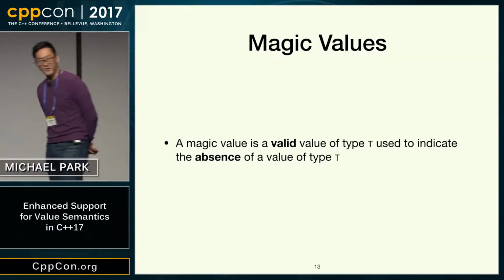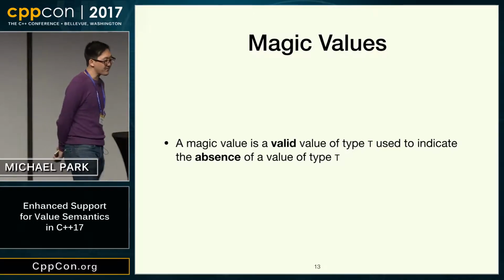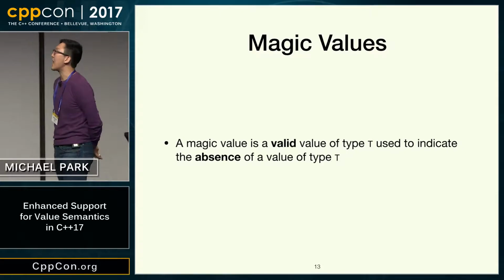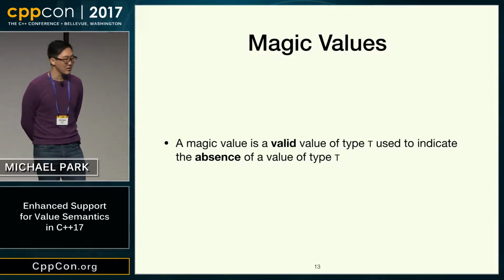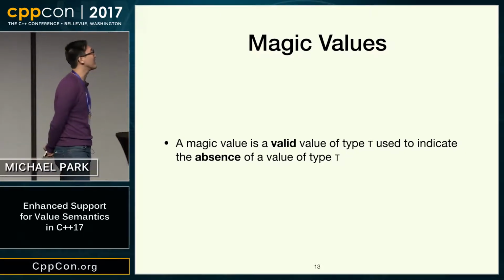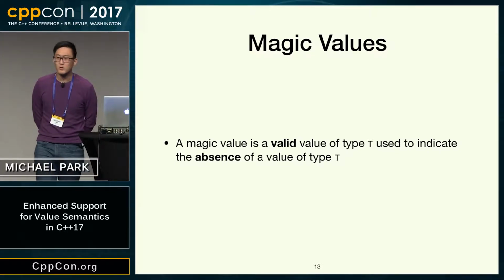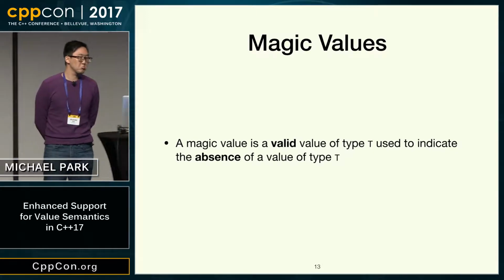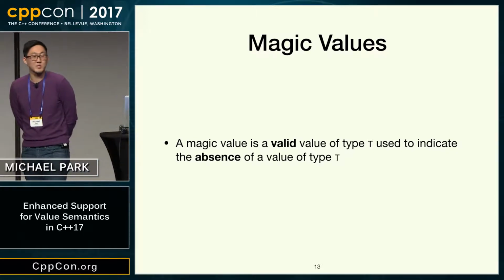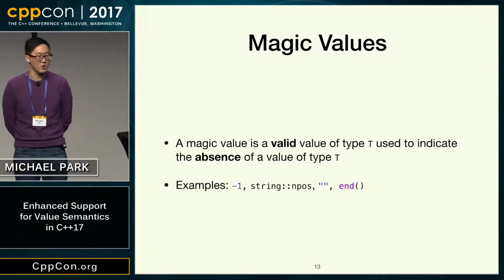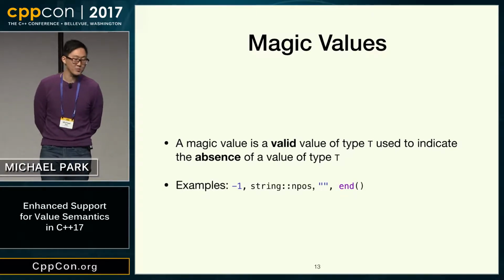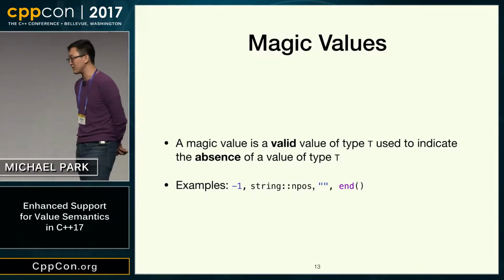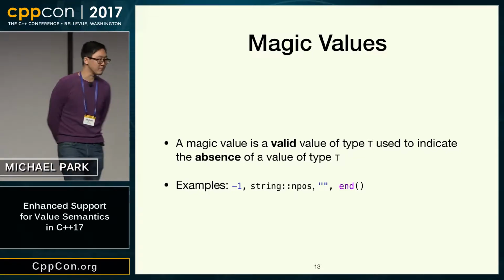So first, let's talk about magic values. A magic value is a valid value of type T that is used to indicate the absence of a value of type T. So that should sound weird and should be concerning. But we actually see this all over the place, right? Some of the examples: we use -1, we use string::npos, we use an empty string. We also use the end iterator for some things that aren't necessarily range related.